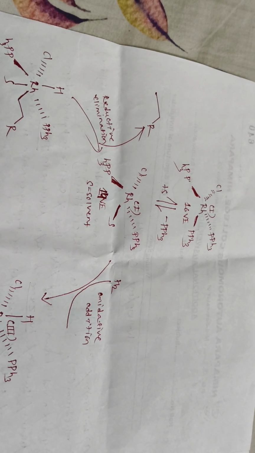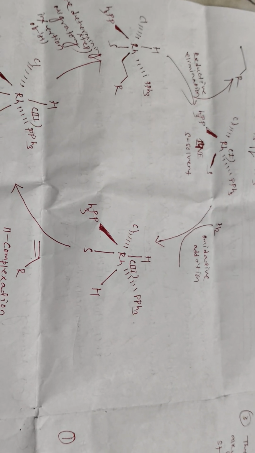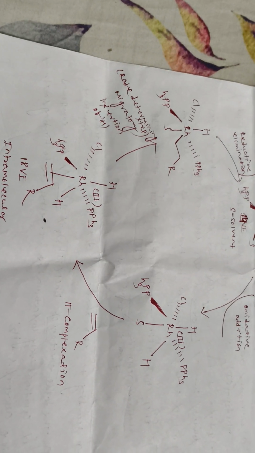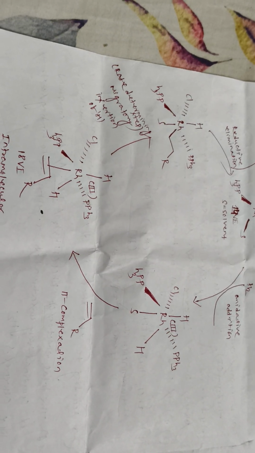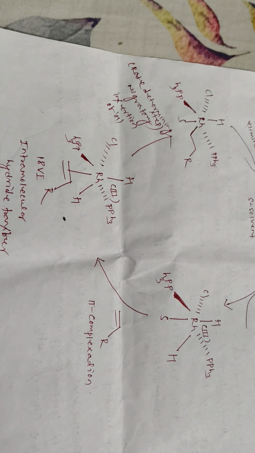Why does oxidative addition take place? Because it is a coordinatively unsaturated complex. After oxidative addition, the rhodium in the +1 oxidation state converts to rhodium in the +3 oxidation state. Then it reacts with an alkene and forms a pi complex. In the pi complexation, the alkene is coordinated to the rhodium(III) complex, and this converts it to an 18-electron, 18 valence electron species, and this is called intramolecular hydride transfer.